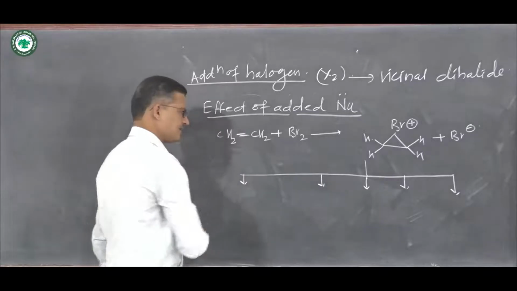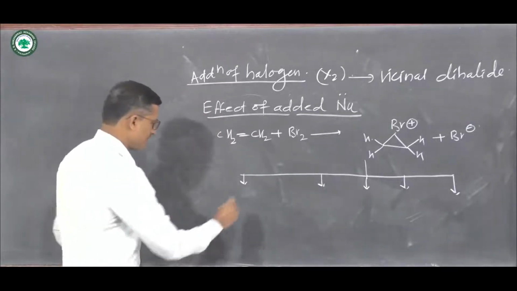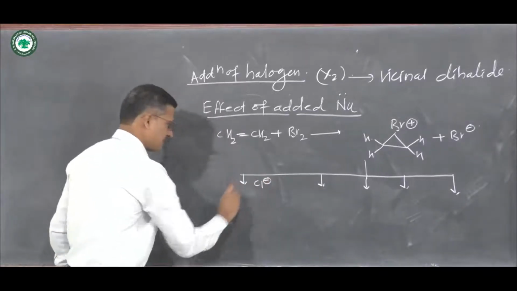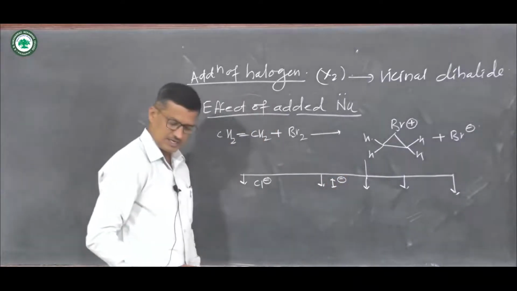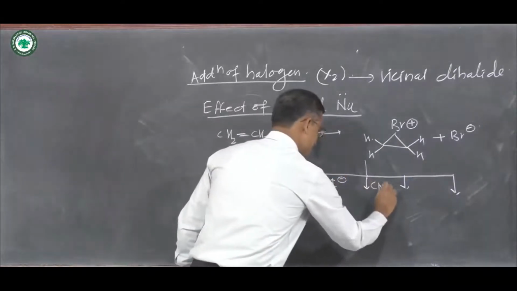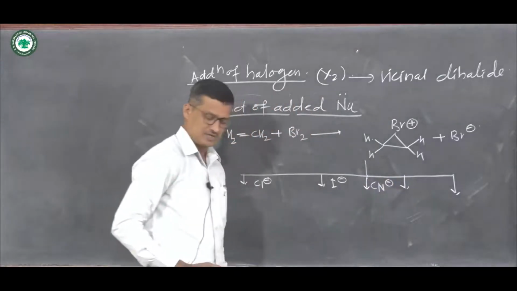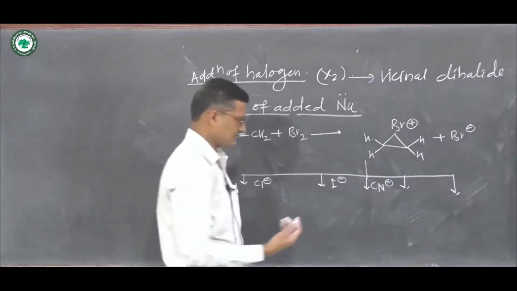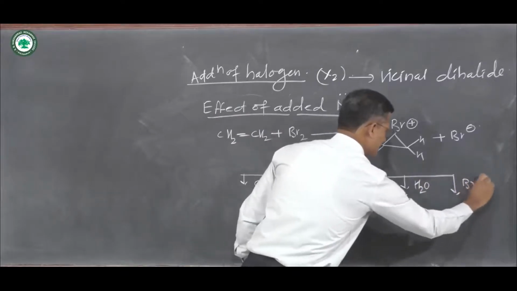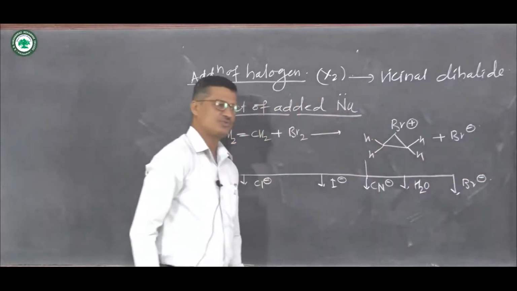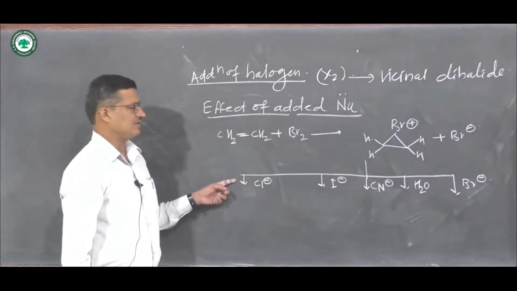Here we take a simple nucleophile. We add chlorine as a nucleophile, we add iodine as a nucleophile, then again we add cyanide as a nucleophile, or we take H2O as a nucleophile in the reaction mixture. So what is the effect of an added nucleophile?